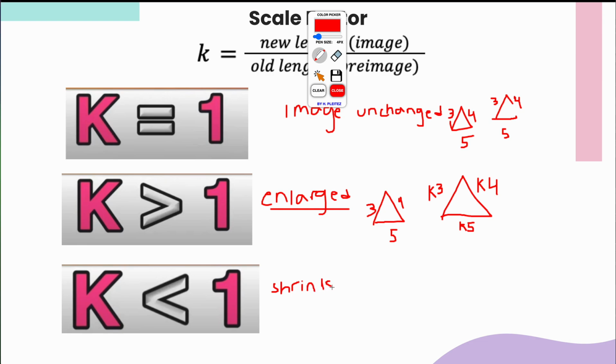Again, let's do a different example. Let's take side lengths of 2, 4, and 6, but then let's say our scale factor is something like 1/2.